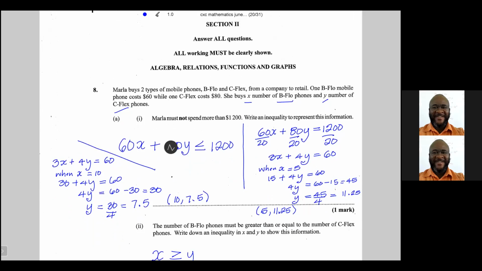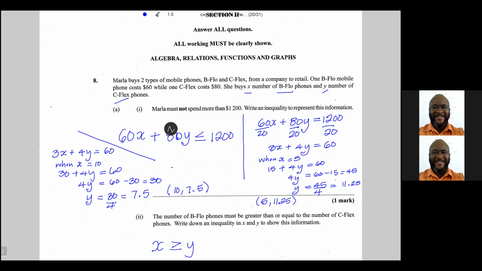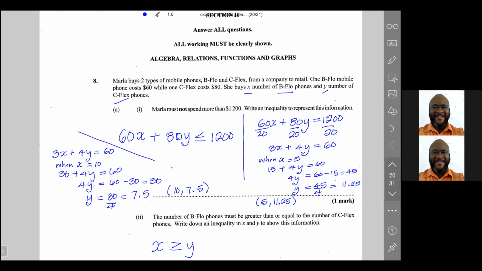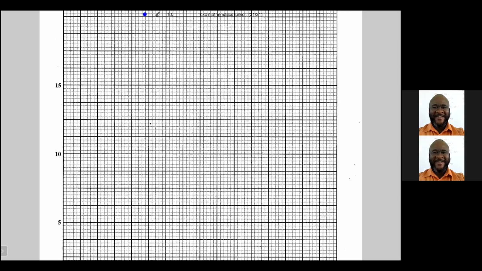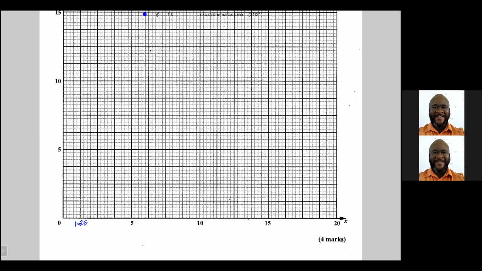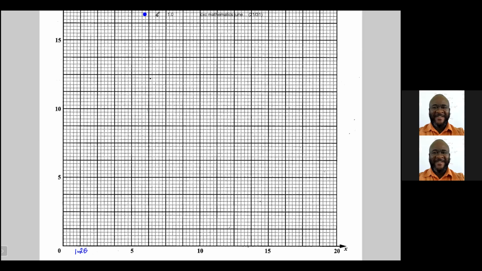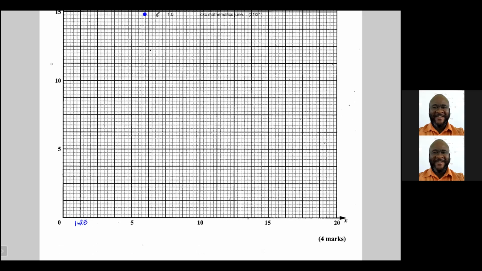All right, so if I plot those 2 points, I have 5, 11.25 and 10, 7.5. So this is 5, this is 5, 10. And remember each centimeter represents 1.25. 1.25 plus 10 is 11.25. So this is 1 point on the line. It is 5, 11.25. Another point on the line is 10, 7.5.